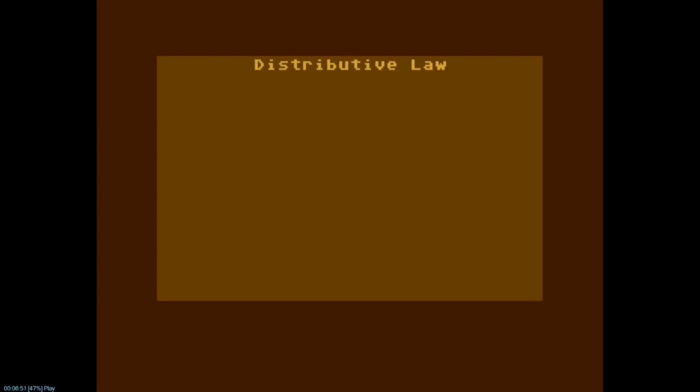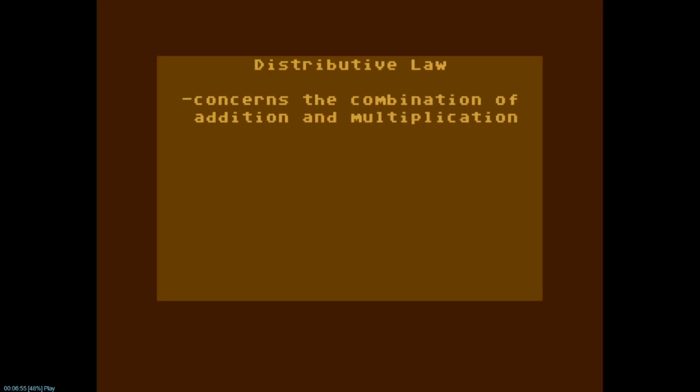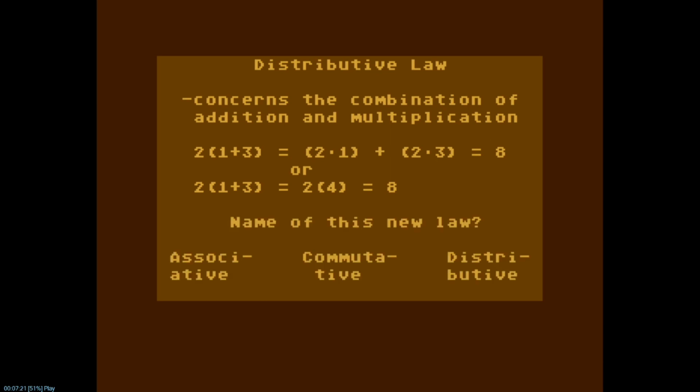There's another law of algebra called the distributive law, which concerns the combination of addition and multiplication, and is a bit harder to remember. A little practice will help, however. The distributive law tells us that 2 times the sum of 1 and 3 can be calculated either by multiplying 2 times 1, then 2 times 3, then adding the products, or by adding 1 and 3 and multiplying 2 times the sum. Here we perform both addition and multiplication. What's the name of this new law?